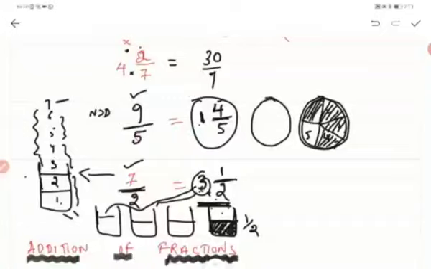Okay, so each circle is divided into 5 parts. Okay, so this 1, 2, 3, 4, 5, yeah, equally it is divided. So one whole represents this whole circle, all the parts are shaded, and the second circle, in fraction, it is 4 parts are shaded, okay, only one part is left.